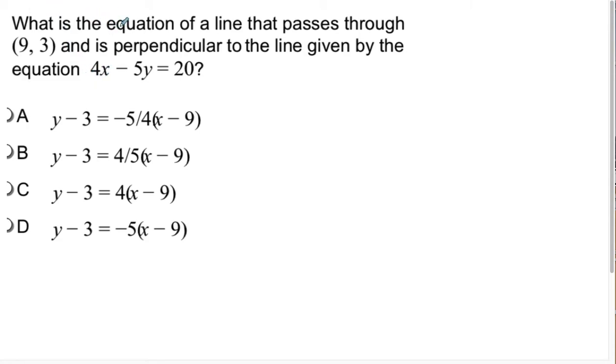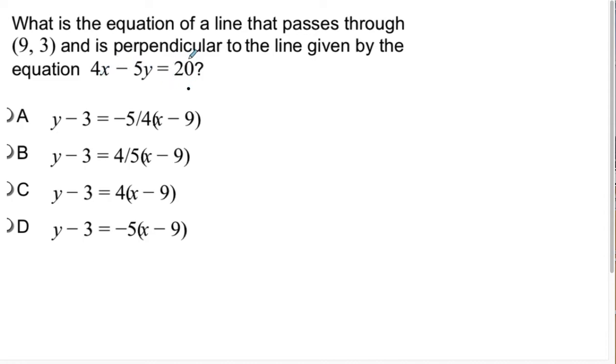So it says, what is the equation of a line that passes through 9, 3 and is perpendicular to the line given by the equation 4x minus 5y equals 20? Okay, so there's a couple of problems that I see here. Number one, the forms are all different. So this is a standard form, and then the forms that they give you are in point slope form.